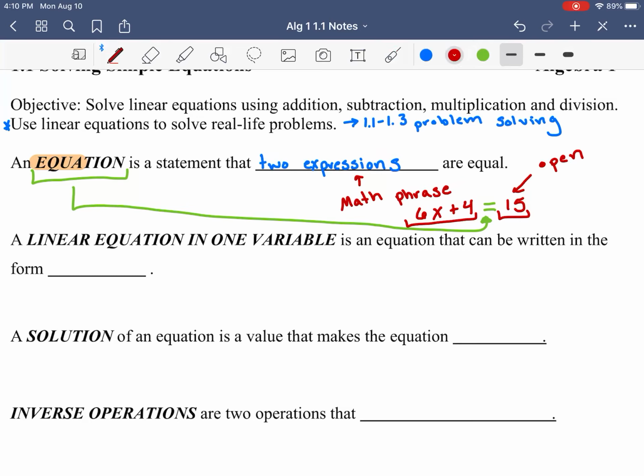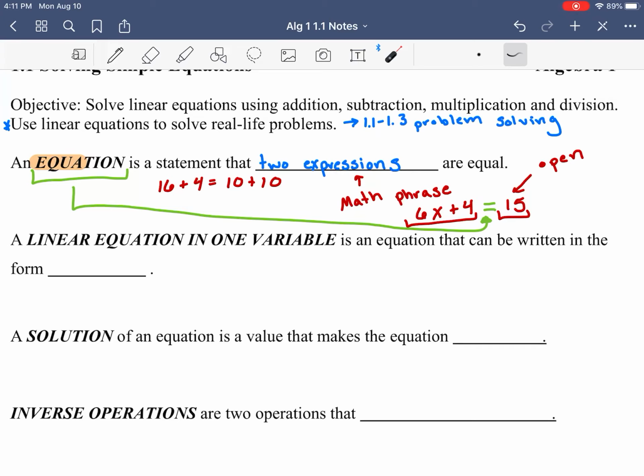It doesn't have to have an x. If I said 16 plus 4 equals 10 plus 10. Okay, so in this we've got 16 plus 4, that's 20, and 10 plus 10 is 20, but it's closed. There's no missing piece in here. These two sides, yes, are equal, but there's no missing piece, nothing to solve.